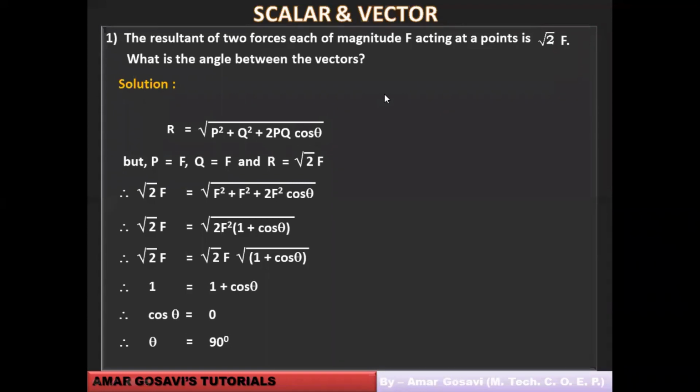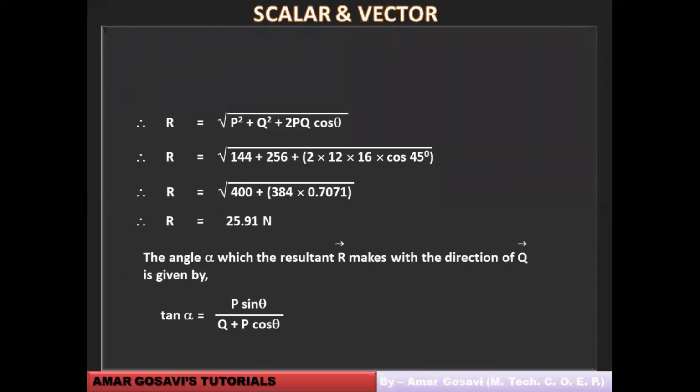So let's move ahead towards the next one. Let's try and understand how to solve the next type of problem based on this concept. What this concept says is, okay, so the resultant is given by this particular formula. This is the formula which we have studied. Let's deal with the next problem.